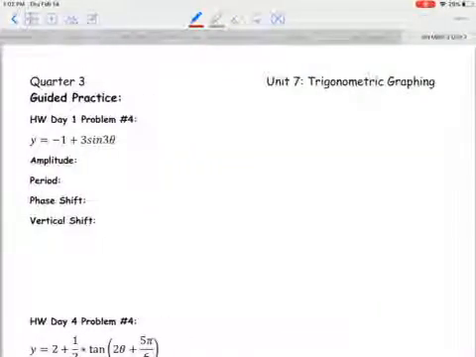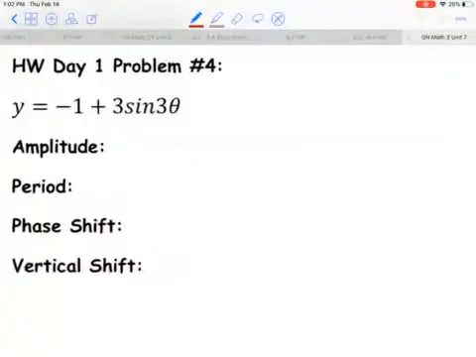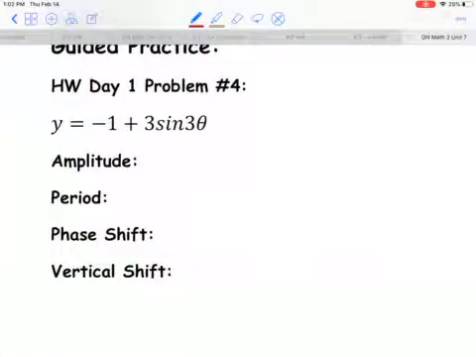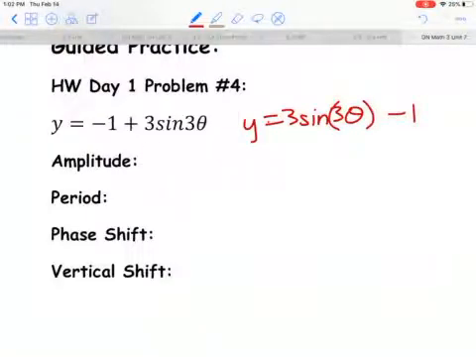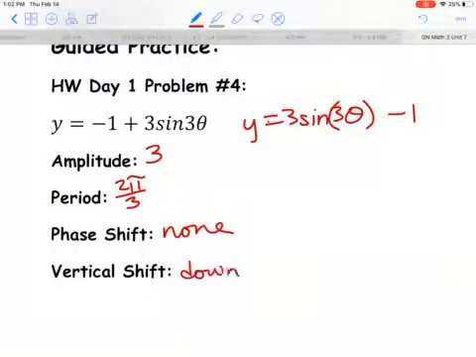Okay, let's try a practice problem. We're just going to do number 4 from the first day's homework. So taking those values we already found and then graphing them. So let me show you again. We had this equation. So our amplitude is 3. Our period was 2 pi over 3. Our phase shift, we didn't have any. And our vertical shift was down 1.